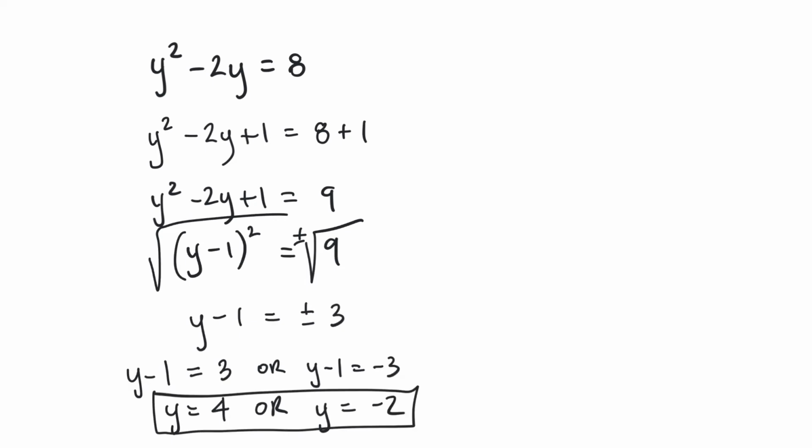And there's our two solutions for that equation. Okay, so we've got a new one here, x squared minus 14x equals negative 50. So we will complete the square on this quadratic here. Half of negative 14 is negative 7. Square that, I get 49. So we're going to add 49 to both sides.